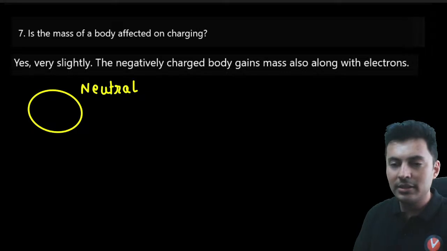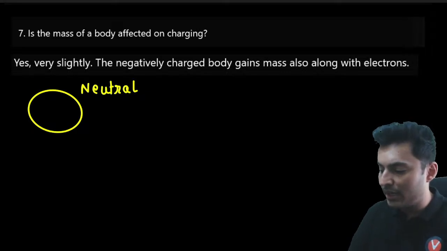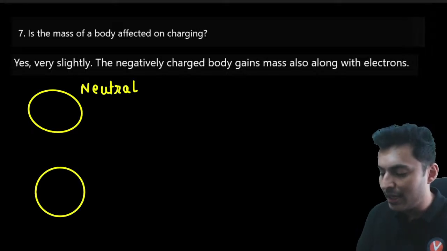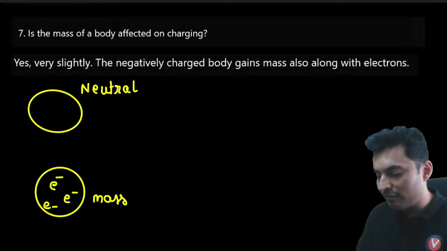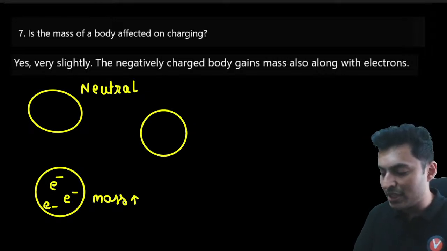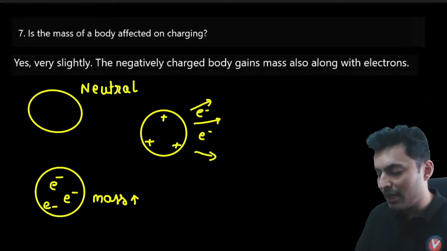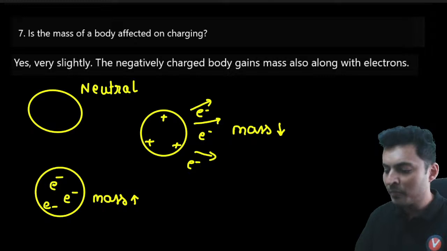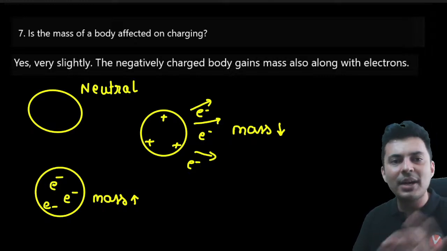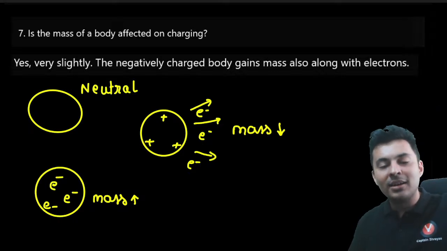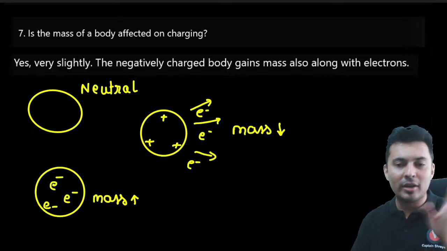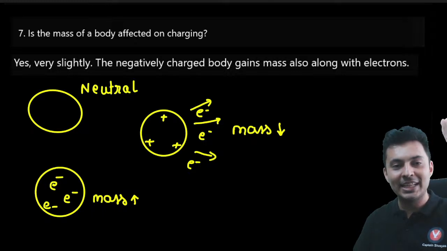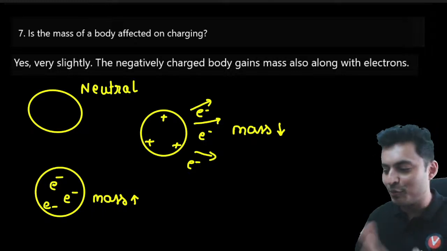When it is neutral, there are equal positive and negative charges. But the moment you make the body negatively charged, meaning there are excess electrons, the mass will increase. If you make the body positively charged, that means you have taken away the electrons, so the mass will reduce. Understood? But the mass of the electrons is very small. That's the reason the changes are in maybe the 30th decimal or 29th decimal, like that. Not much. Imagine that small. That is very, very negligible.